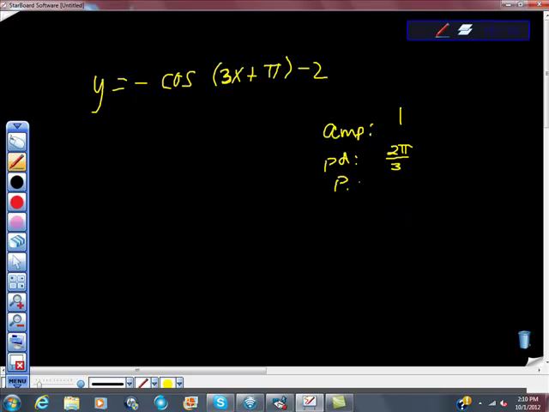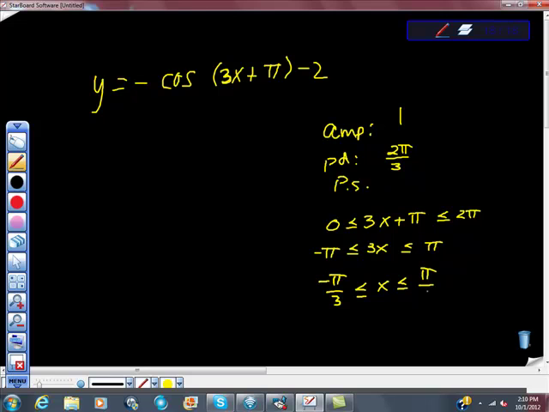Now phase shift, and I hope again that you use this. You use 3x plus pi greater than or equal to 0 and less than or equal to 2 pi. We get negative pi here, don't we? Here we get pi, isn't that right? Yes or no? So we should have negative pi thirds is less than or equal to x, which is less than or equal to pi thirds. What's the distance between negative pi thirds and positive pi thirds? Say that again. This is good, isn't it?